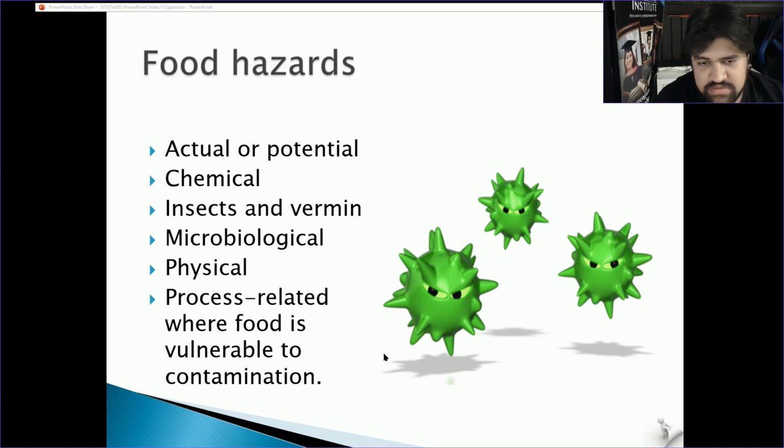Okay, and processes related to where food is vulnerable to contamination. So if it's anywhere such as an unmonitored temperature room, area or equipment, and it doesn't have temperature control, meaning you can't cool it or you can't heat it, that's where it's going to be most vulnerable and create more bacteria, especially in that danger zone range, which is between above 5 and below 60.